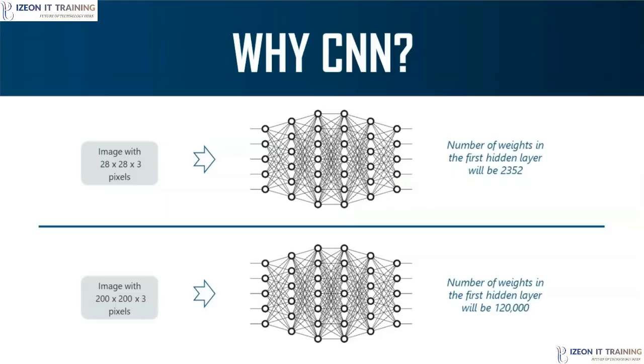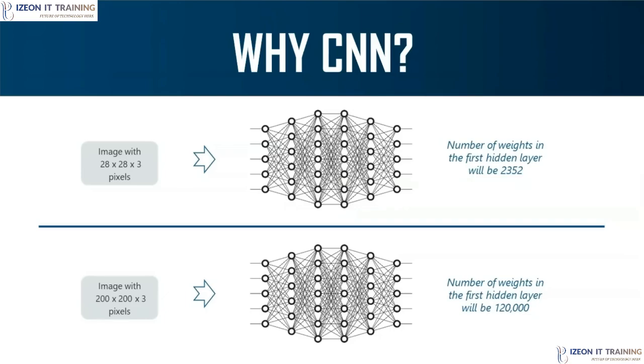Now consider another example. Let's say we have an image of 200 by 200 by 3 pixels. The size of your first hidden layer becomes around 120,000. If this is just the first hidden layer, imagine the number of neurons you need to process an entire complex image set.